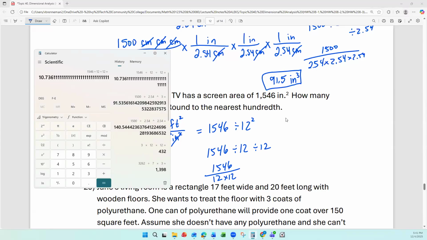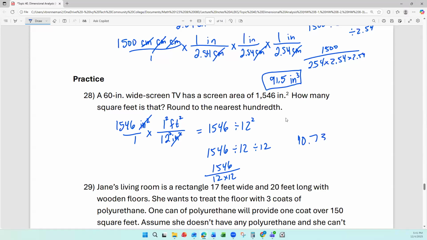10.74 rounded to the nearest hundredth, square feet.